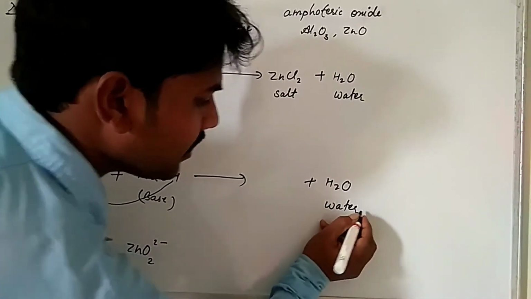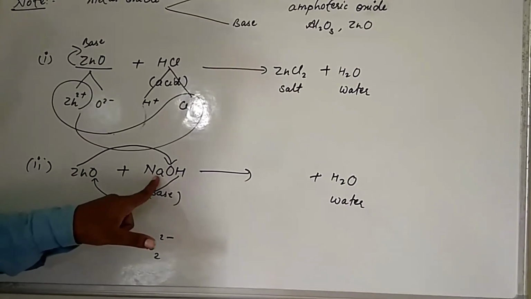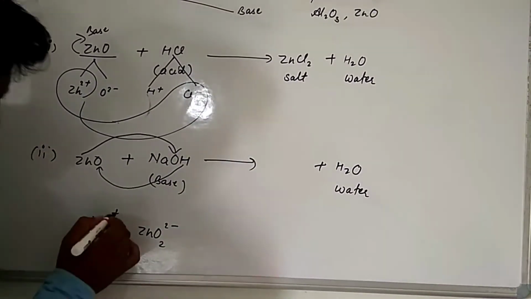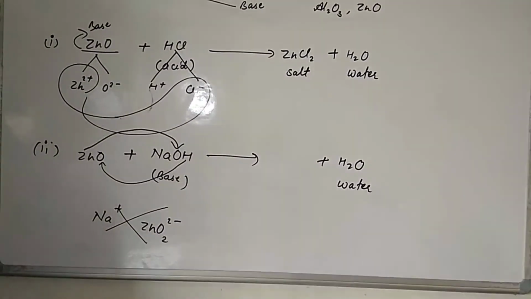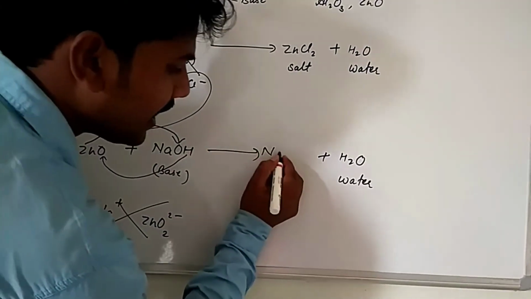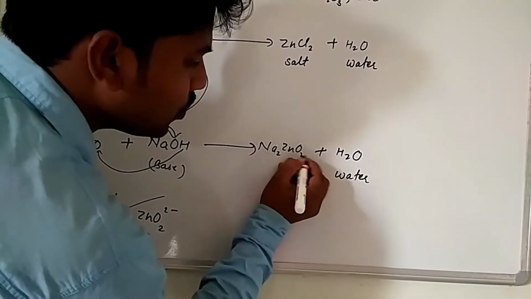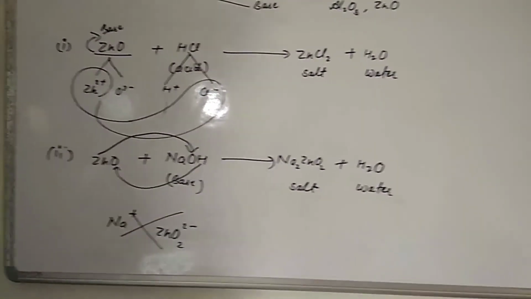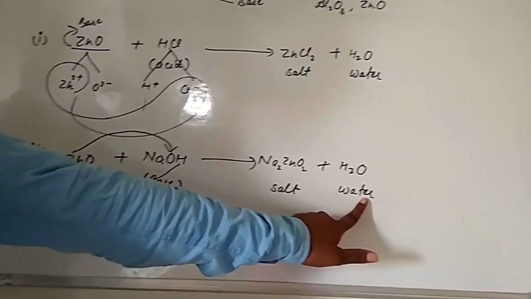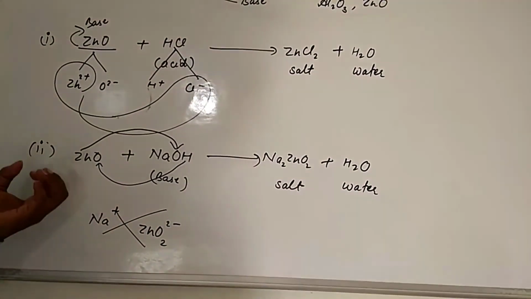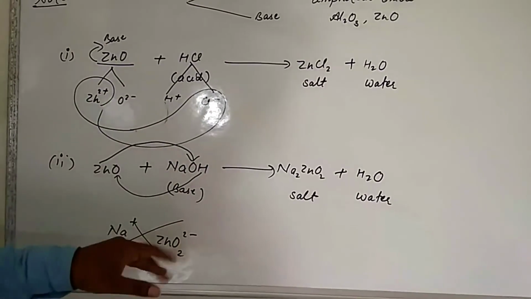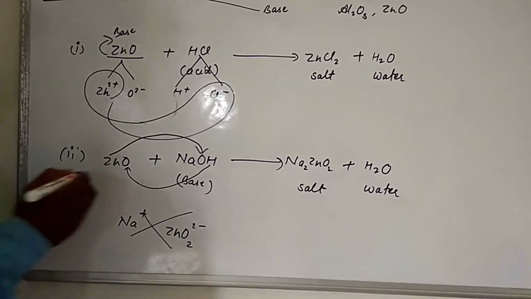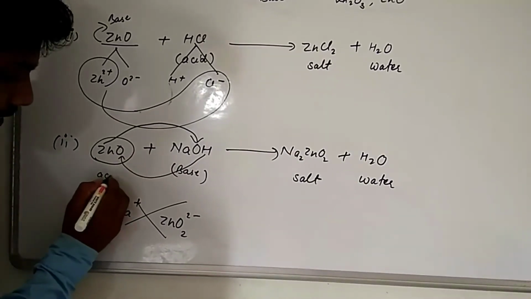Clear, children? Now the remaining is sodium. It gives Na plus. So when positive charge reacts with negative charge, it gives Na2ZnO2, and that is salt. So children, the product is salt and water. It means there is a combination of acid and base. Now sodium hydroxide is base, and here zinc oxide is behaving like an acid.